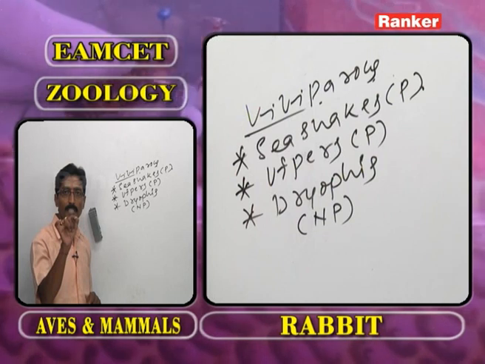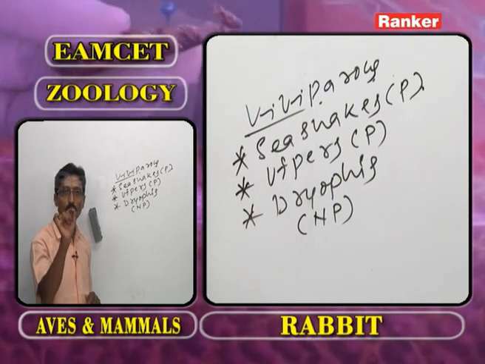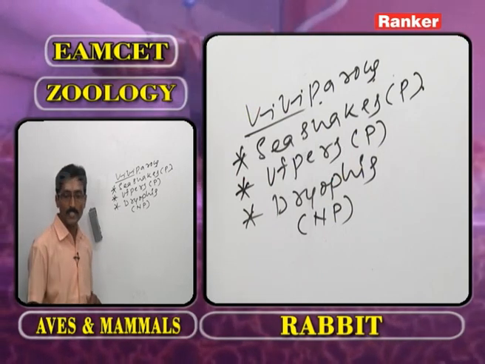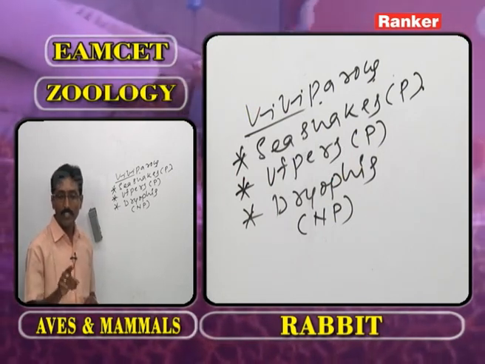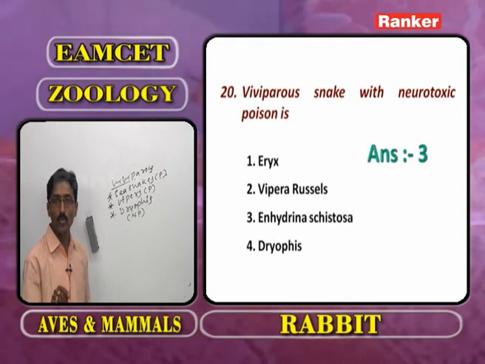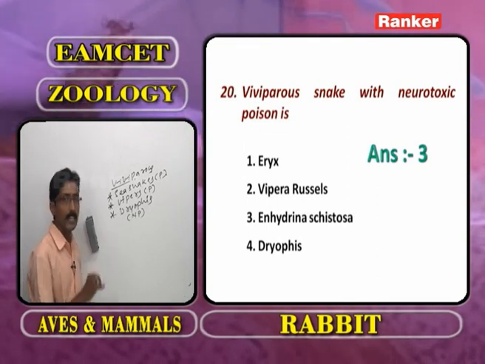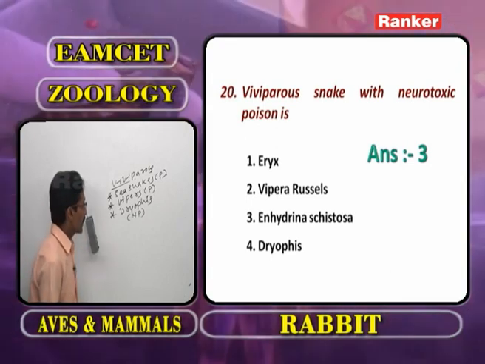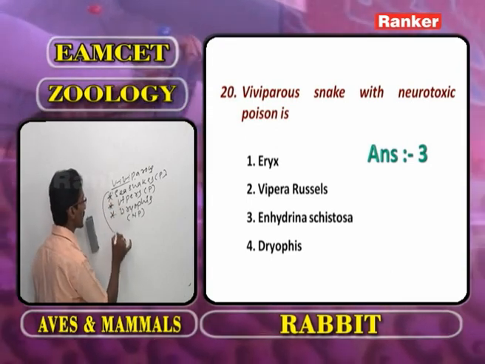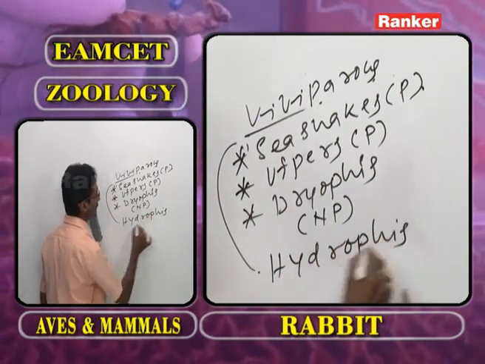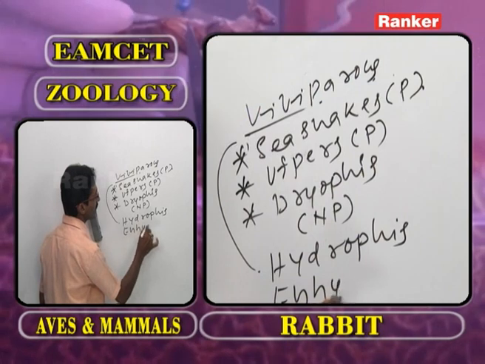Where is the respiratory center present? In the medulla oblongata. Medulla oblongata is part of the nervous system. Now here, viviparous snake with neurotoxic poison. The best example is sea snake. What are the sea snakes? The scientific names of sea snakes: one is Hydrophis and the second one is Enhydrina.